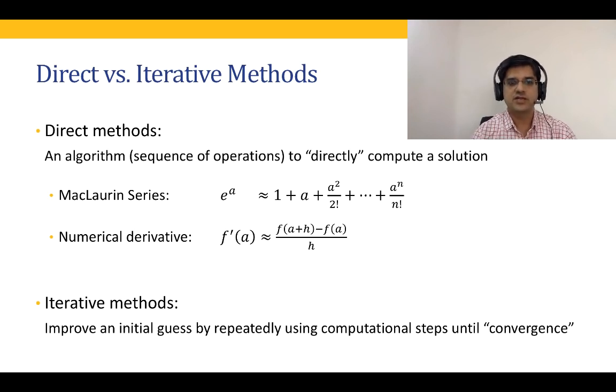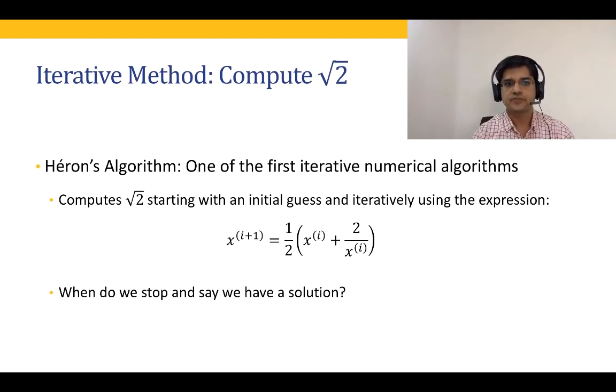The second type of method that we are going to consider in this lecture is what is known as iterative methods. In iterative methods, we will start with a certain initial guess and we will use certain steps repeatedly or iteratively to improve that initial guess until we reach convergence. Let's take an example of an iterative method. As I mentioned before, the example of an iterative method that we are going to take is what is known as Heron's algorithm.